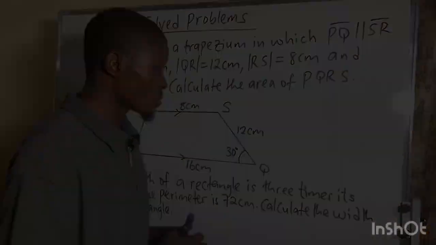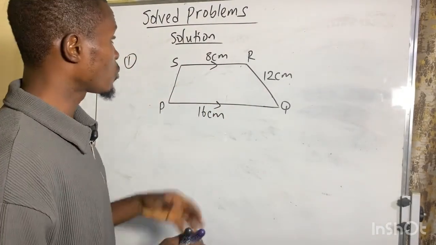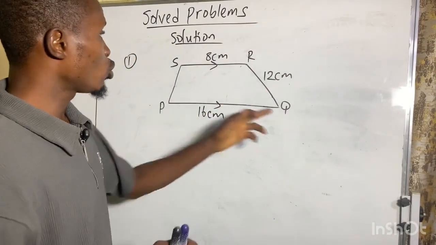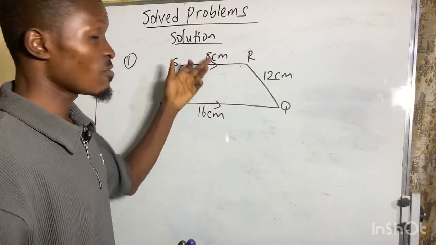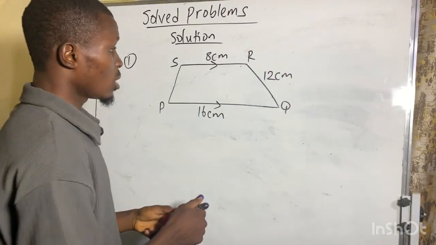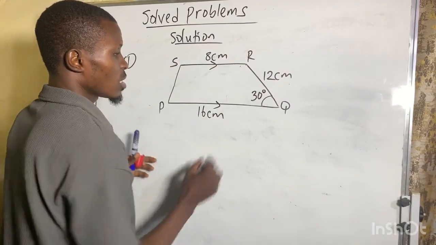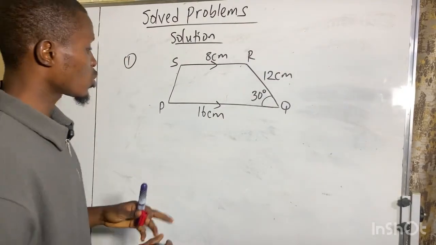Now we're going to the solution. For number 1, we have the trapezium on the board. PQRS, the parallel sides given by 8 and 16 respectively. We're told that angle PQR, which is this angle, is 30 degrees. Now we have to compute the area of this shape.